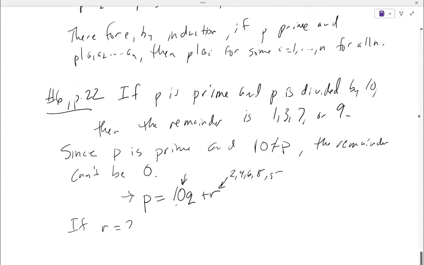So if your remainder is 2, 4, 5, 6, or 8, then the GCD of 10 and R is greater than 1, right? It's either 2 or 5. And the GCD of 10 and R would divide P, which is a problem. And that's pretty much it. So the only possibilities are 1, 3, 7, and 9 for the primes.